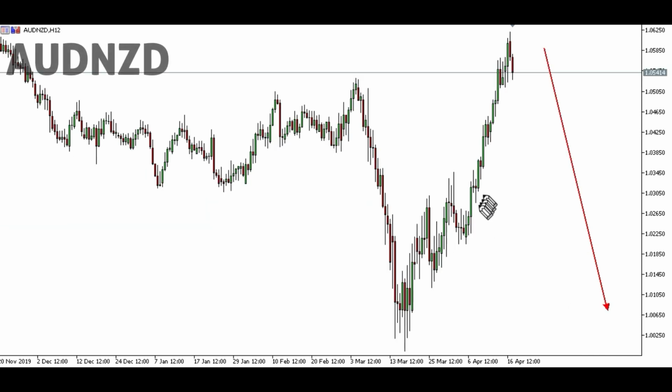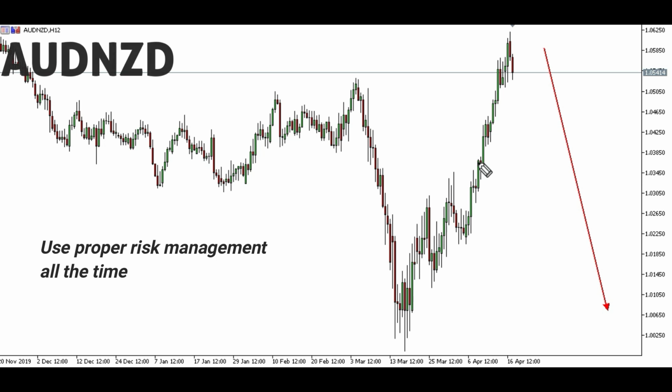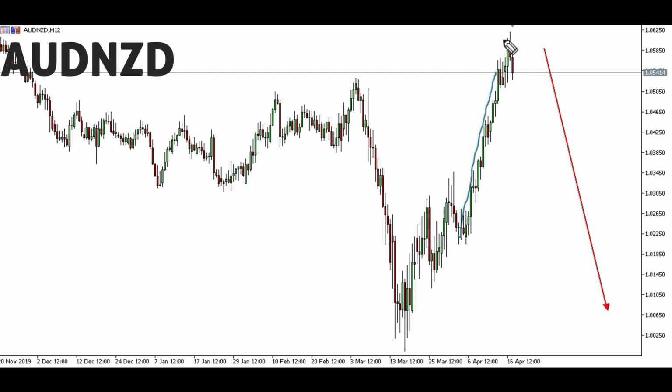AUDNZD, our structure was telling us that we're expecting a down move here, and then it continued up. As it continued up, we're still expecting a down move because the structure still stands. We might get a down move here and we'll be going for the down move. But if the setup continues up, just ignore it, and whenever you get an entry, you can sell to the downside. As for now, it's wise to just observe it, and whenever you get an entry, that's when you can go down.